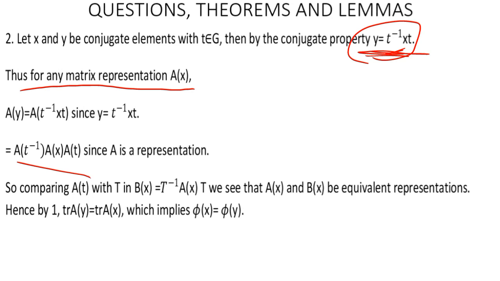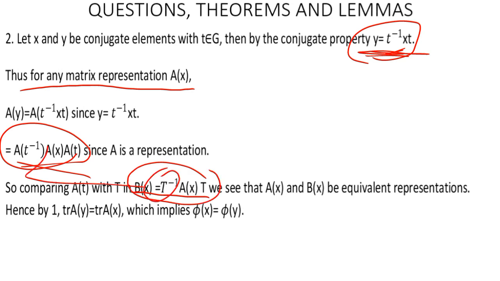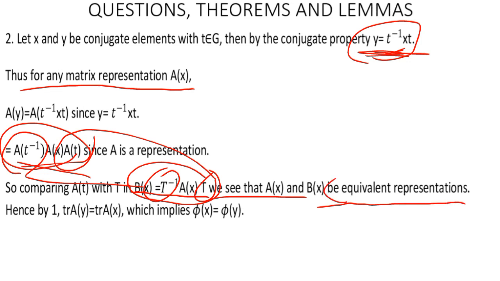Now we're going to compare our knowledge of what happens to B. We know Bx is T inverse AXT, right? So if you compare what we have here and what we have here, you can see that this T inverse looks like this AT inverse, and this T here looks like our AT here. So we see that AX and BX are equivalent representations from our definition. Hence by 1, because they have equivalent representations, what happens to their traces? The trace of AX and AY is the same, which implies that the character of X and the character of Y are the same.